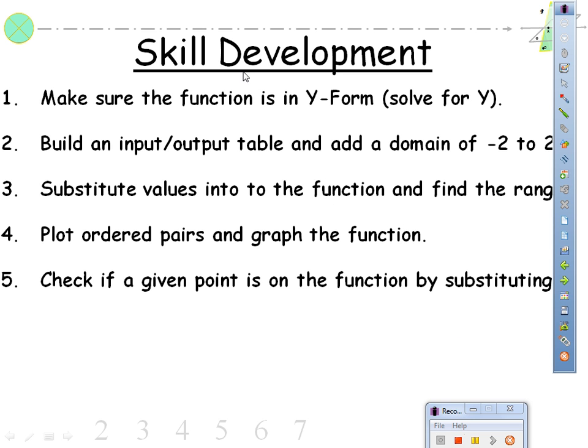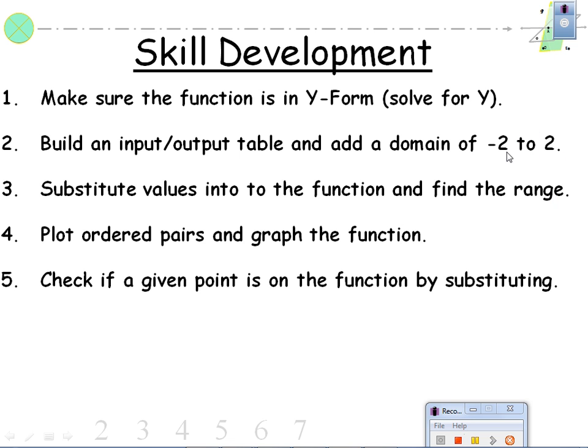Step 2, build an input-output table and add a domain of -2 all the way to 2. We remember when we did graphing for linear equations, it was -2, -1, 0, 1, and 2. Number 3, substitute values into the function and find the range. That means all y values.